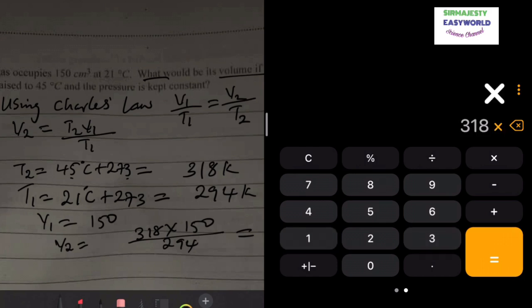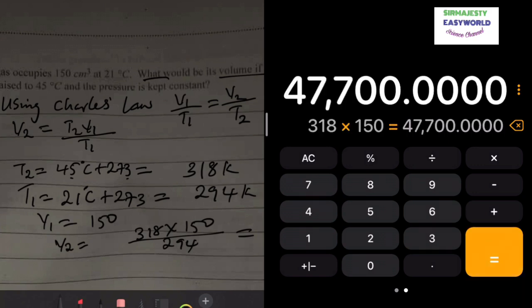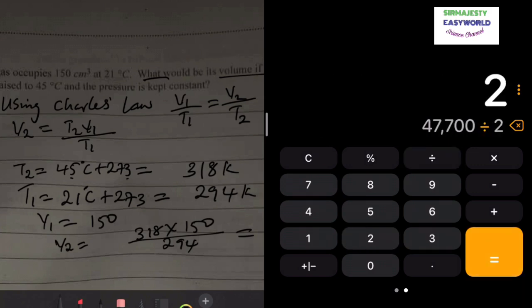318 times 150. You can predict the answer actually, because the temperature increased almost by more than times 2. So the volume will also increase. We are going to get something around 350 or so. Divide by 294.